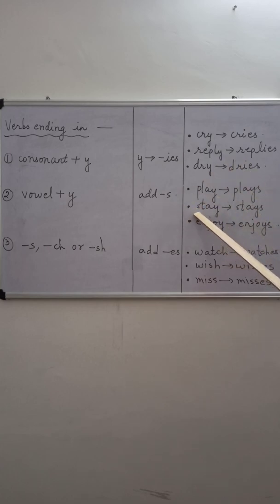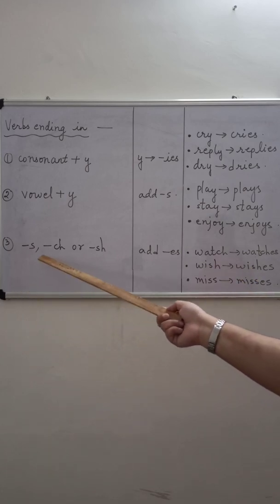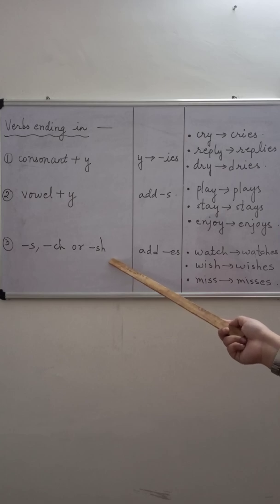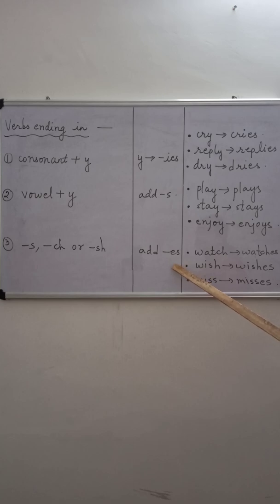Similarly, stay in the simple present tense form becomes stays. Enjoy in the simple present tense form becomes enjoys. Now if the verbs end with an s, ch or sh, in that case we add es to the verb in the present tense form of the verb. For example, watch.